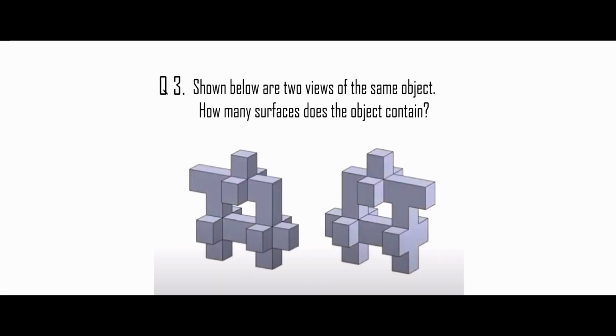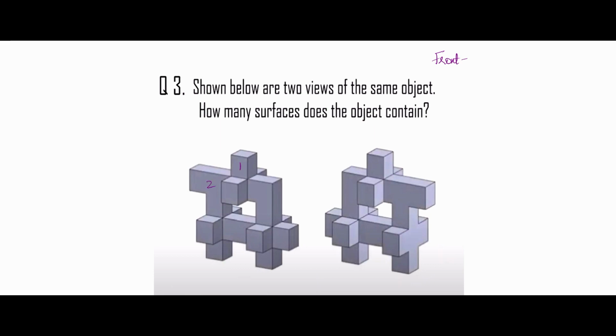Let's solve this question. In this question, we have to count the total number of surfaces, and we have been given two views of the same object. And if you observe carefully, the front view and the backside view of the same object has been given in this question. So let's start counting the number of surfaces in the front view.